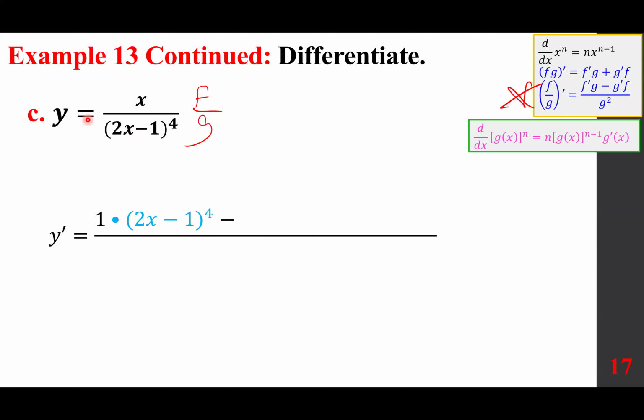Minus g prime. Now g prime uses the extended power rule. 4 times (2x minus 1) cubed times the derivative of the inside 2. And now times f, which is x, over the g squared, just this one to the second power. That means 4 times 2 is 8.